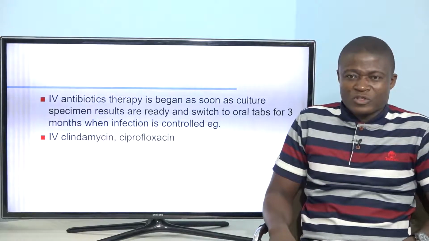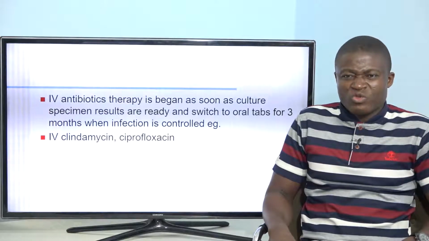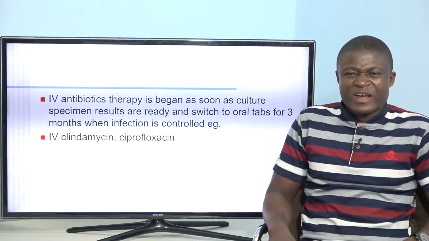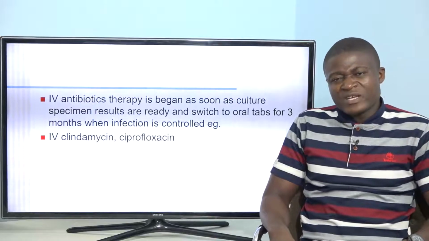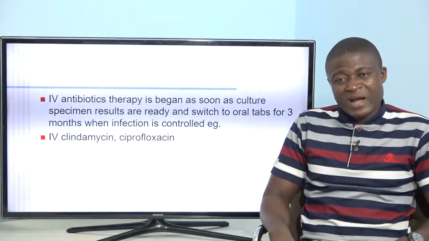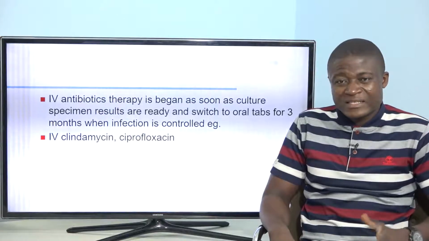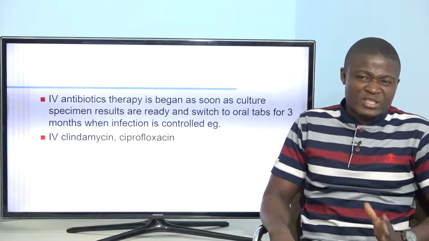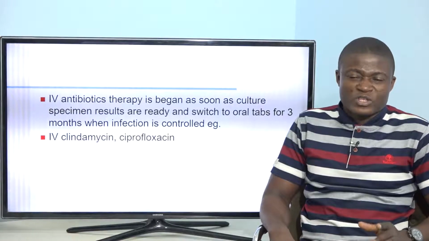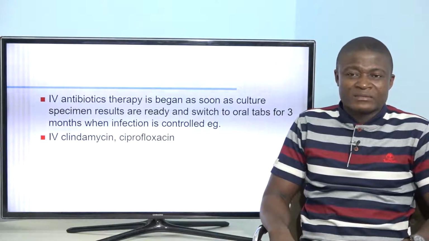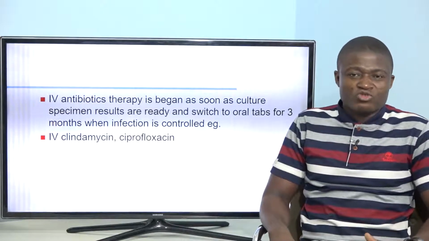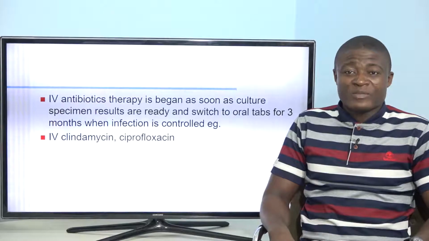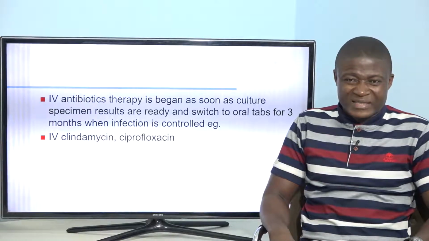IV antibiotic therapy is begun as soon as culture specimen results are ready, and switched to oral tablets for 3 months when infection is controlled. So what we're saying here is we start with our IV antibiotics once our culture and sensitivity results are in, and we are able to tell the specific infectious agent that is causing the problem. And as time goes on, when we deem it appropriate, we switch to oral antibiotics, which can be continued for as long as 3 months.